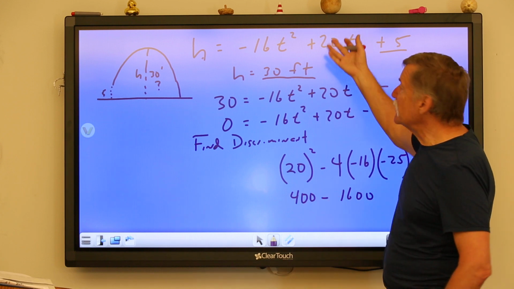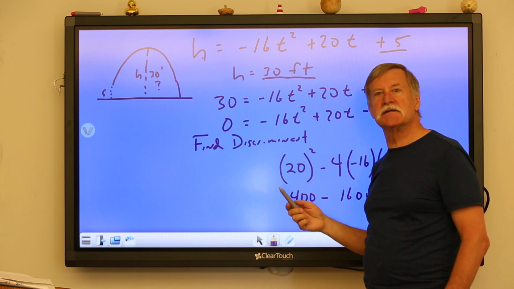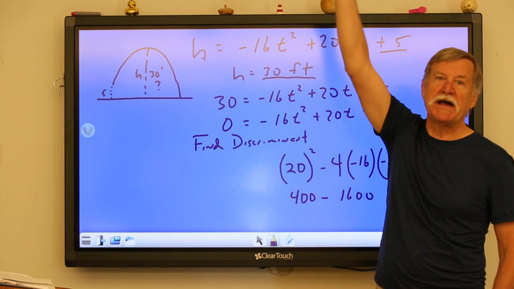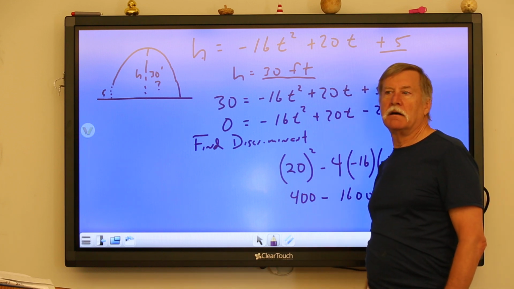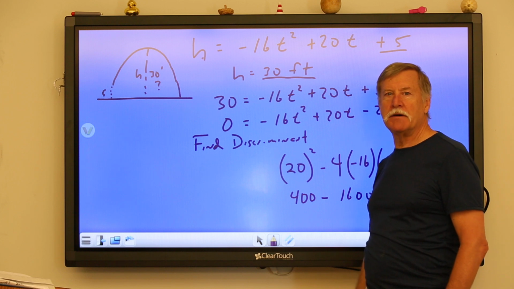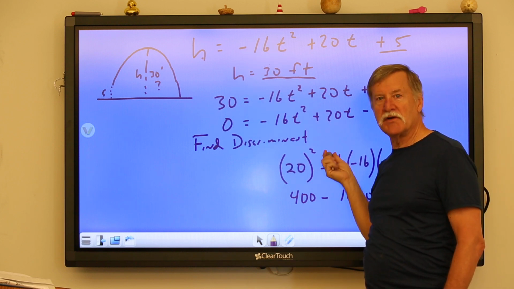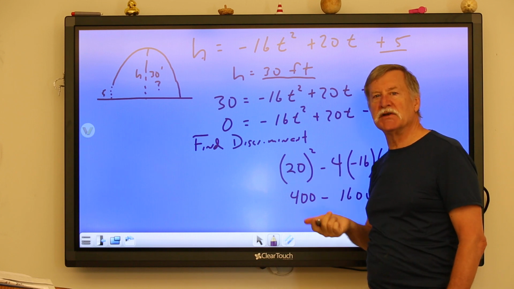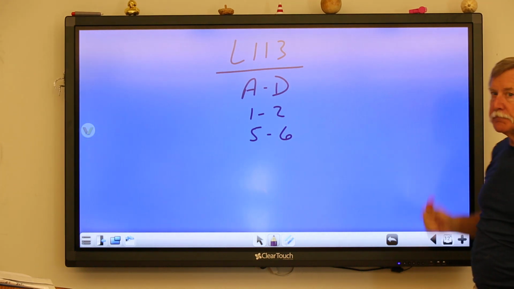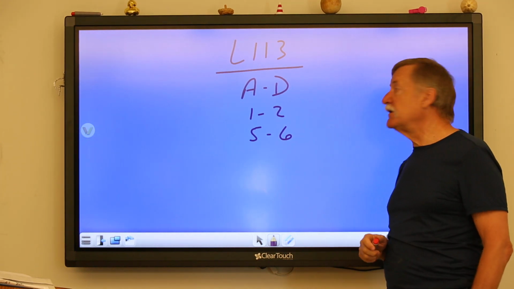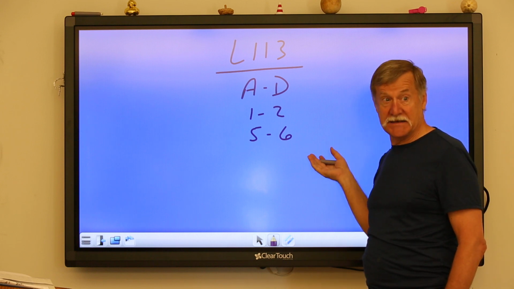So there's one use in physics for finding that, and it is rocket science. That's what they talk about, the path of a rocket going up and down, that type of thing. Sometimes known as gravity's rainbow, up and down, described in quadratics and simplified by using the discriminant. So, give it a try. Lesson 113, do A to D, 1 to 2, and 5 to 6.